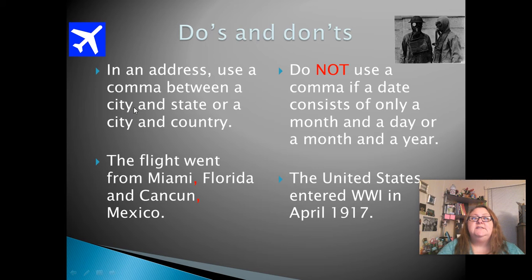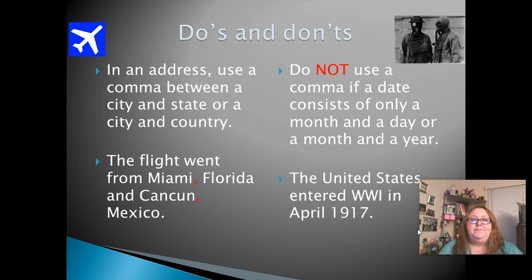Addresses: we need to use commas between the city and the state or a city and a country. The flight went from Miami, Florida, to Cancun, Mexico. So there's Miami, there's the comma, there's Florida; Cancun, there's the comma, and Mexico. Some don'ts. Do not use a comma if a date only consists of a month and a day or a month and a year. For example, the United States entered World War I in April 1917. Do you see there's not a full date there, so it does not need a comma.